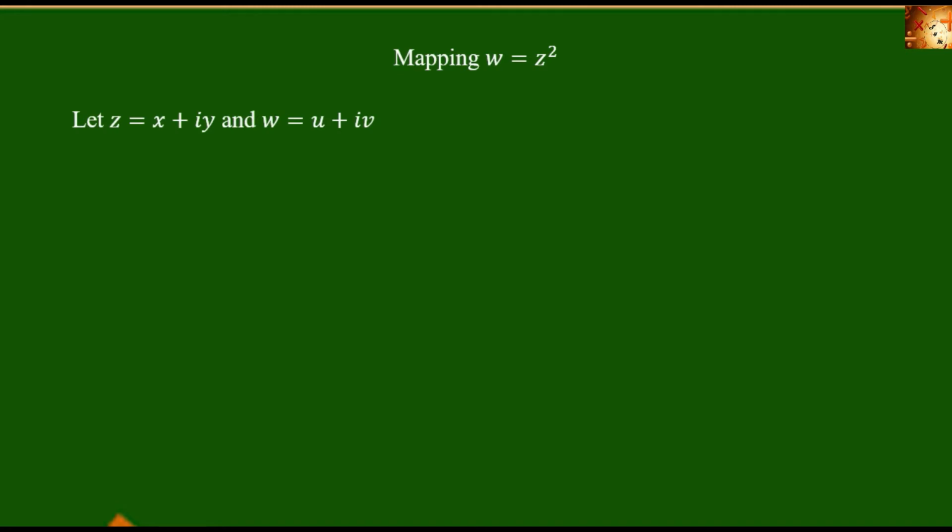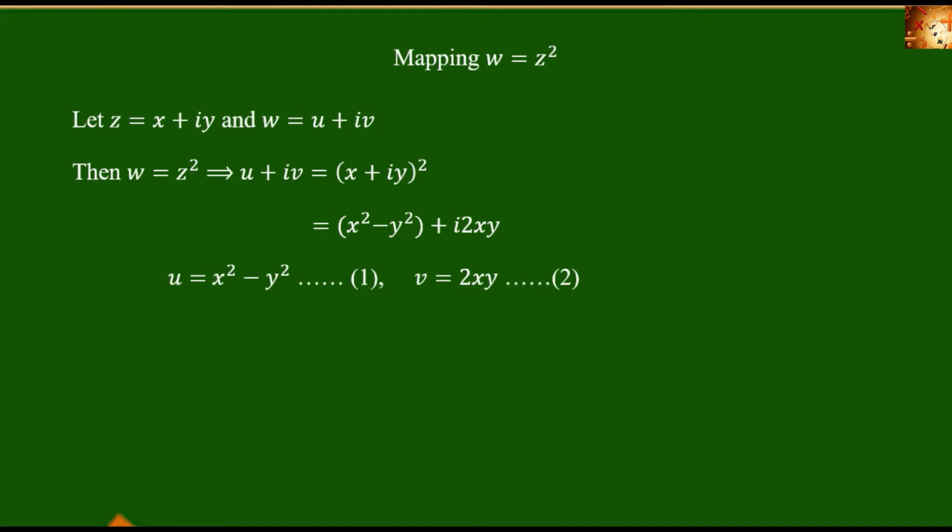Let Z equal to the complex variable x plus iy and W equal to f of z, that is equal to u plus iv. Therefore, W equal to Z square implies u plus iv equal to (x plus iy) the whole square. So this implies x square minus y square plus i 2xy. Comparing on both sides, we get the real part u equal to x square minus y square and v equal to 2xy.